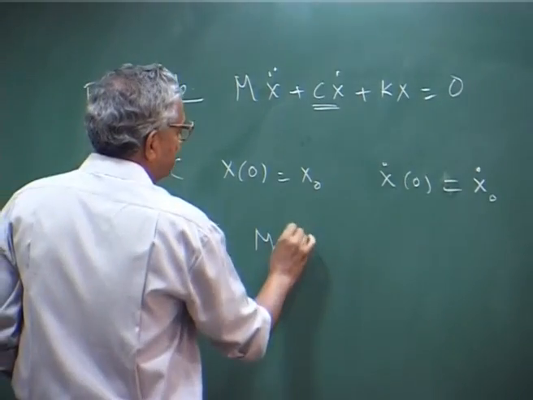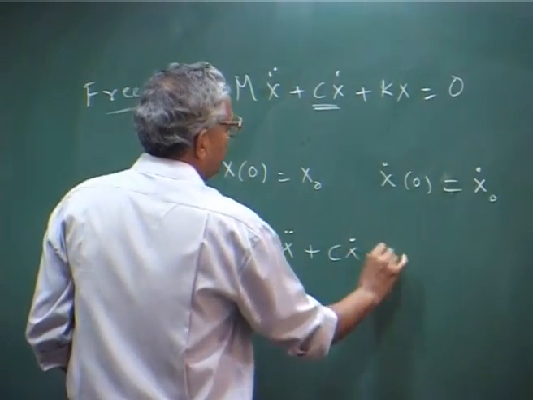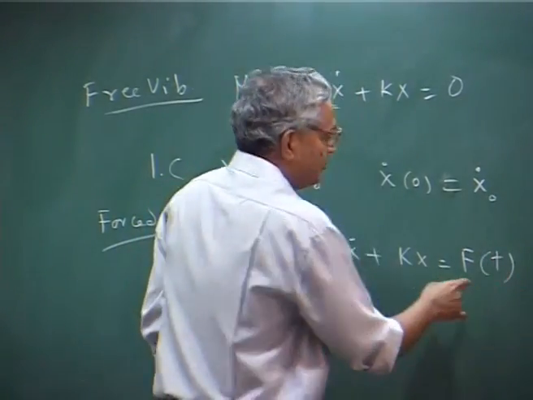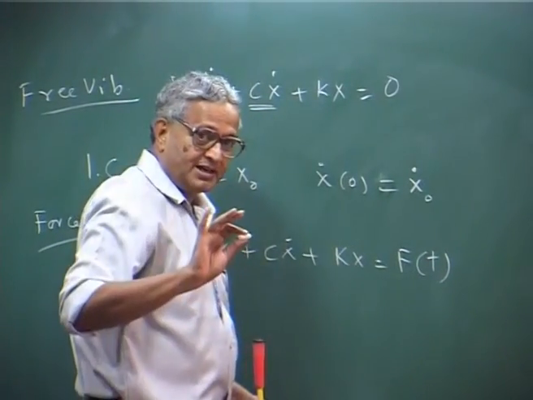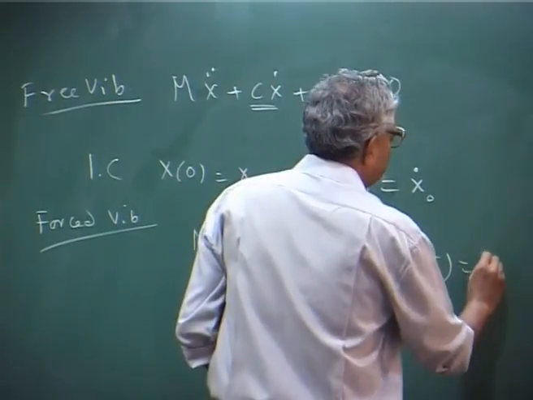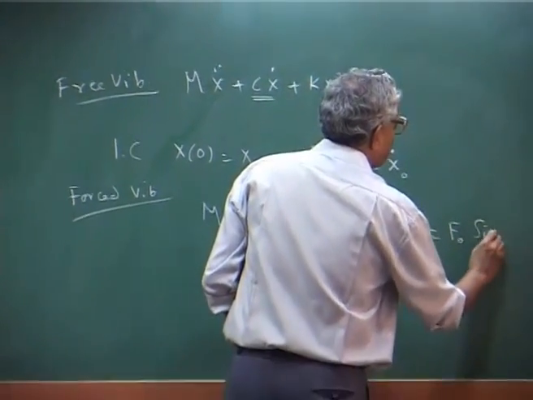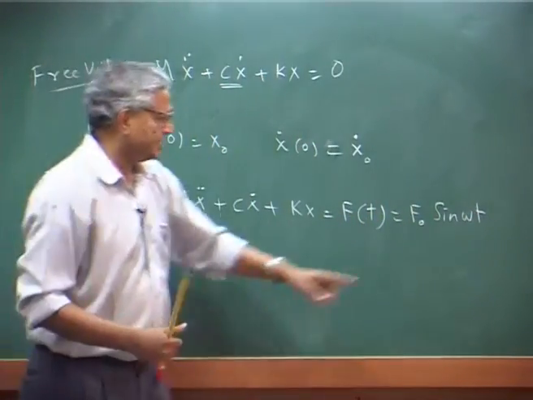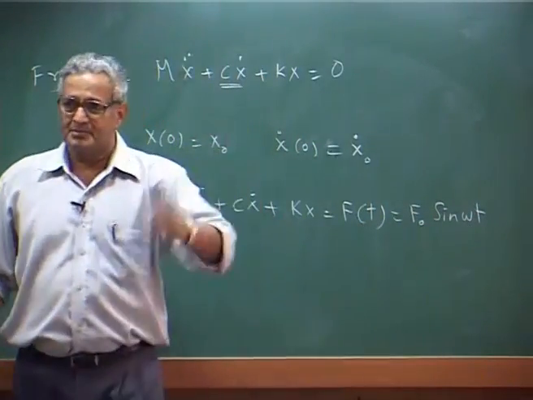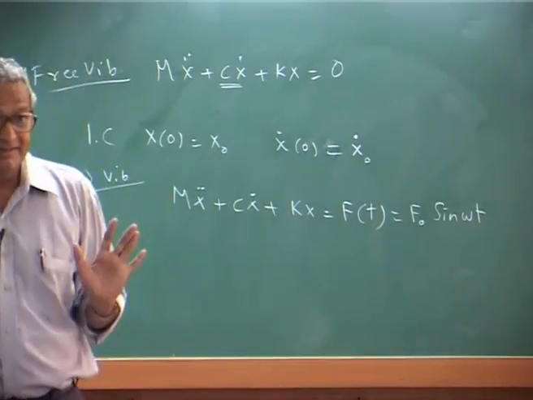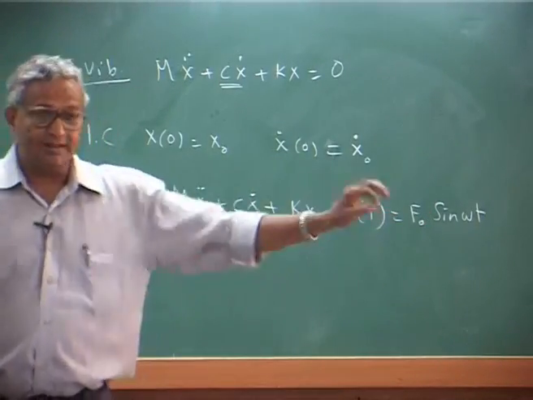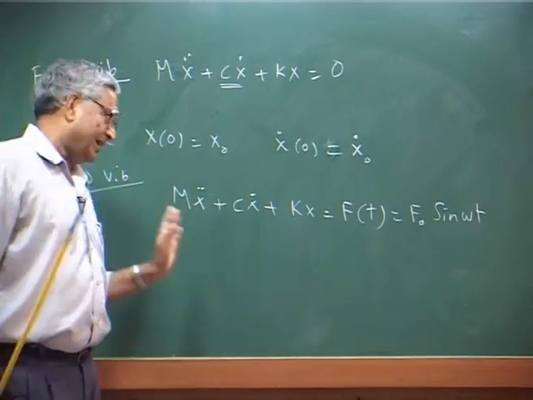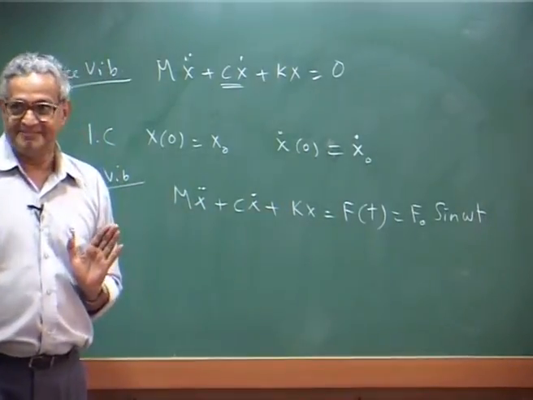In forced vibration, you would have studied the same equation, kx is f of t. But f of t, if you study harmonic motion, you may write f naught some sin omega t or cosine omega t, something like that, where omega is the excitation frequency, input frequency. It has nothing to do with natural frequency. You may have that equal to that.